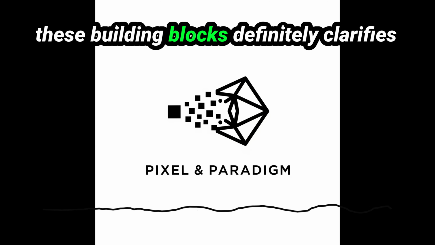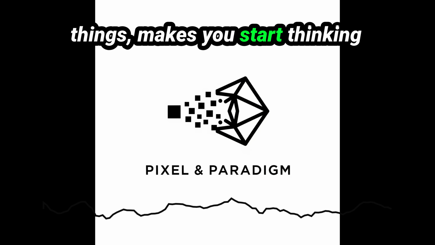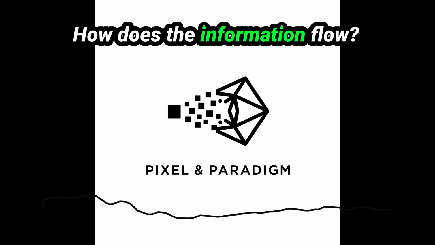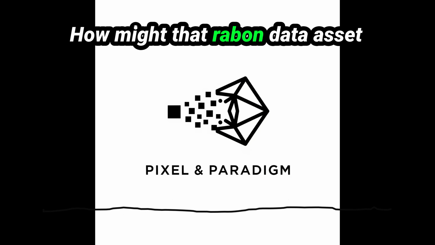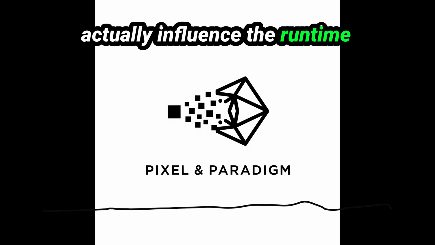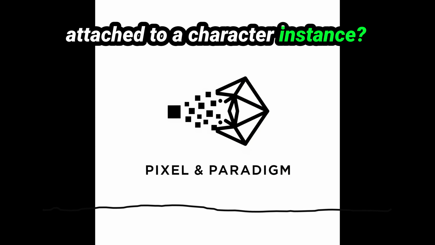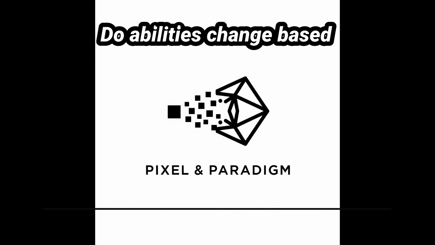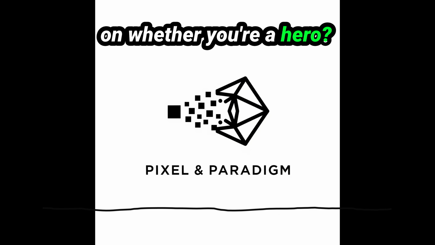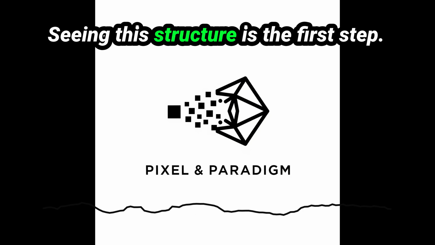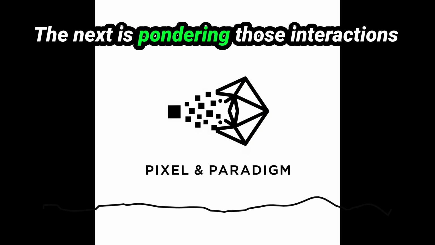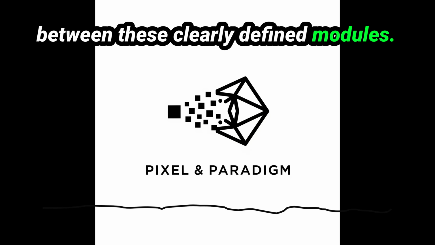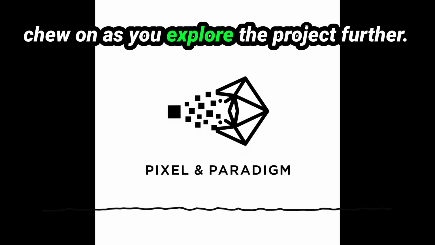Understanding these building blocks definitely clarifies things. Makes you start thinking about how they all connect, doesn't it? It really did. That's the next natural question, isn't it? Yeah. How does the information flow? How might that LyraPawn data asset actually influence the runtime behavior of the components attached to a character instance? Or how does the LyraHeroComponent maybe talk to the Lyra character with abilities? Do abilities change based on whether you're a hero? Exactly. Seeing this structure is the first step. The next is pondering those interactions and communication patterns Lyra uses between these clearly defined modules. That's definitely something interesting to chew on as you explore the project further.